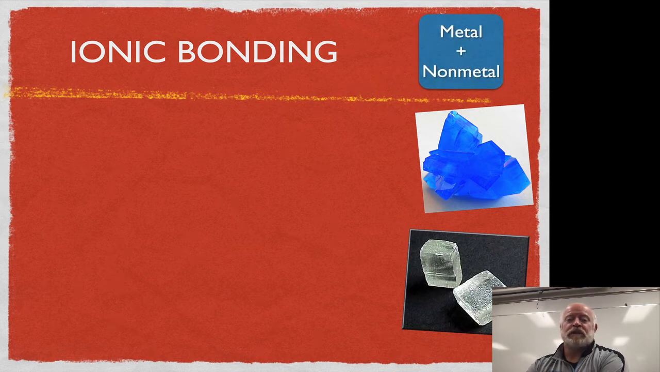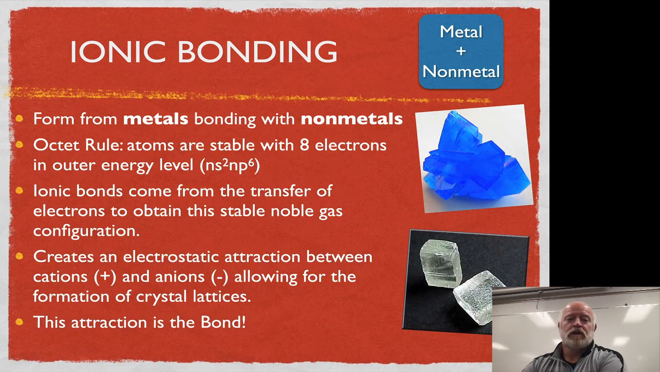To do that, first we need to make sure that we are really solid on this: when you deal with ionic bonding, we're dealing with a metal that's going to be reacting with a non-metal. So you always have to pair those two up for ionic bonding.